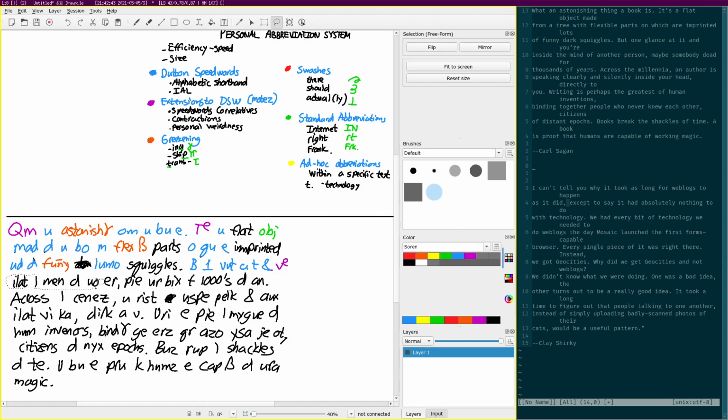Inglat, lemen de uo pie beaks fro thousands de n. Long Speedwords run there. That's all going to be blue. Across the, didn't mean to rescale that. Across the chenes, urist uspe pelk et ox. Also, still all Speedwords. Inglat via ka, dirk av. I think I forgot to translate the last one.